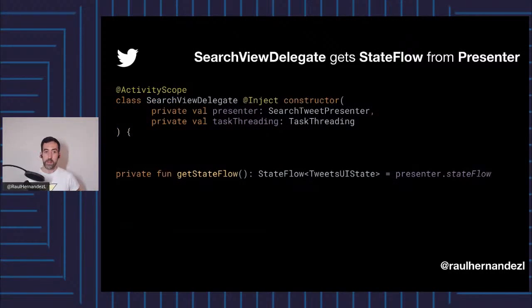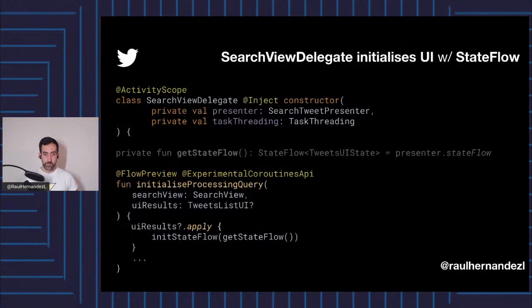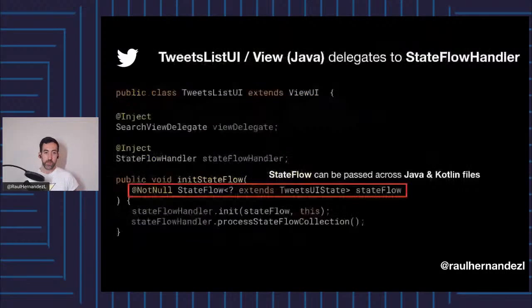And we'll expose these to the other collaborators, in this case, the view delegate. We'll expose that from the presenter to the view delegate, and then we'll initialize the processing query. For that, what I did here is passing the search view and the tweets list UI sealed class, and I initialize this with the StateFlow. As you can see here, getStateFlow is the one exposing this from the presenter.